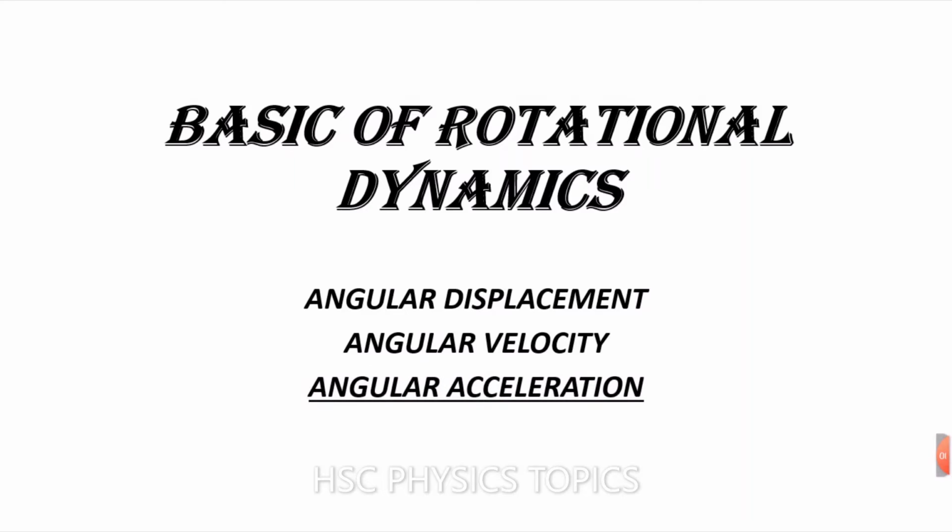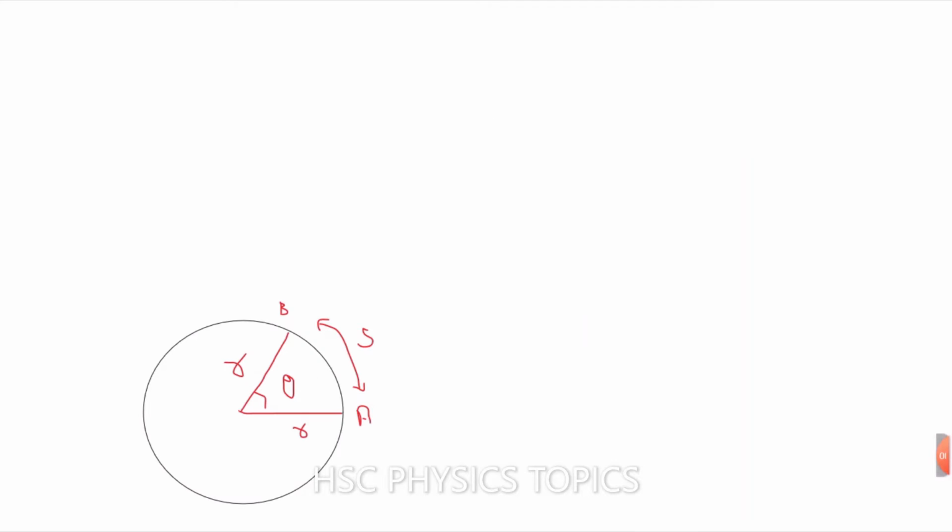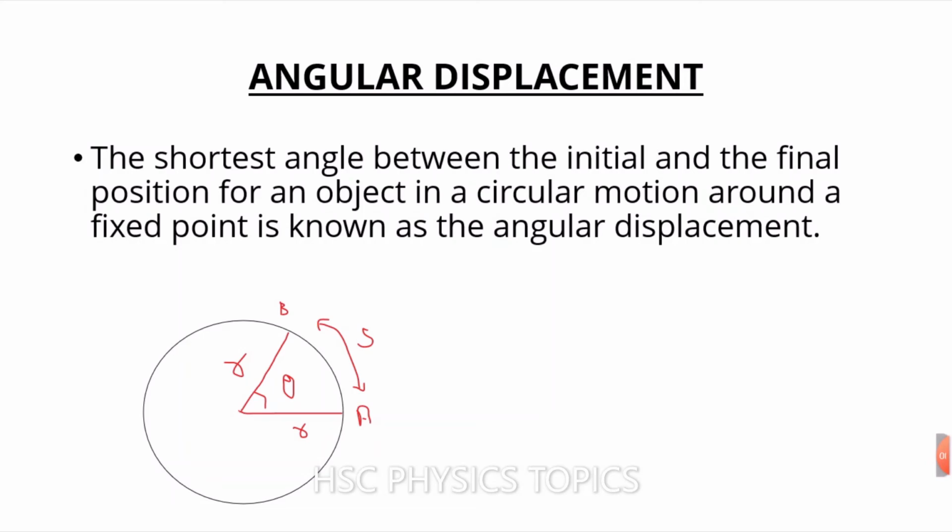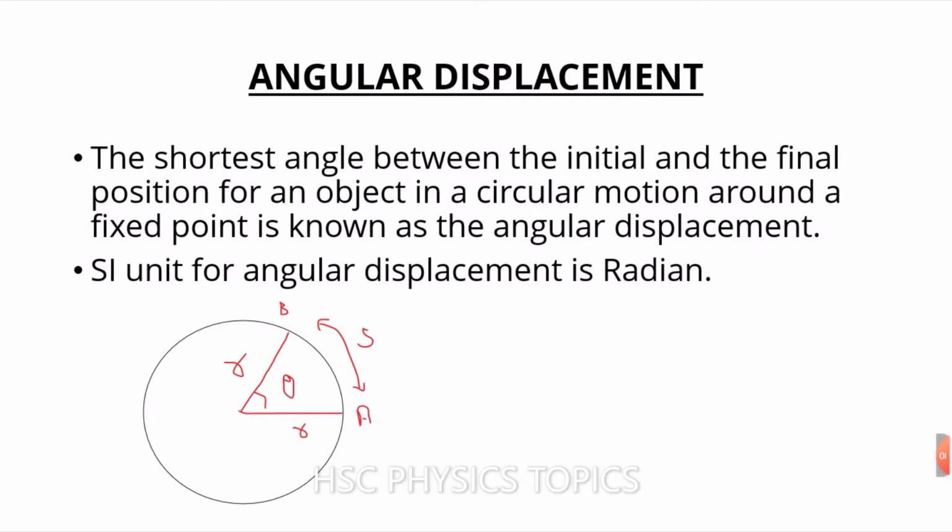When we are talking about angular displacement, the definition is the shortest angle between the initial and the final position for an object in circular motion around a fixed point. This is known as the angular displacement. The SI unit of angular displacement is the radian.